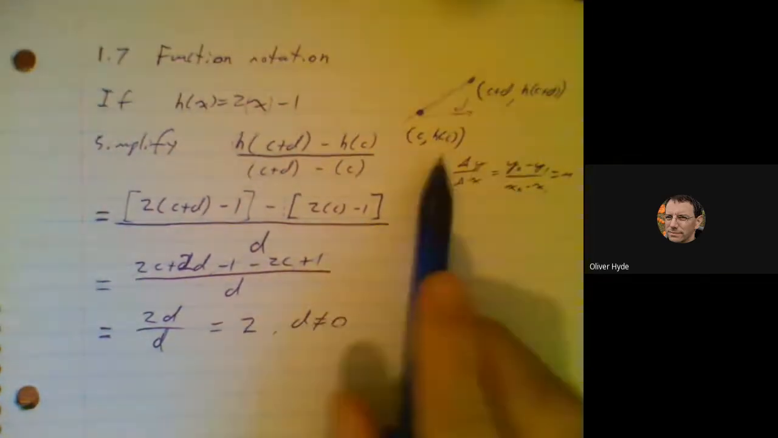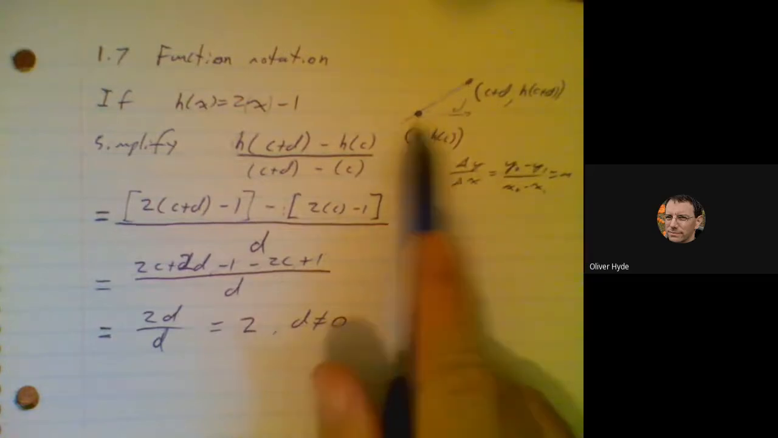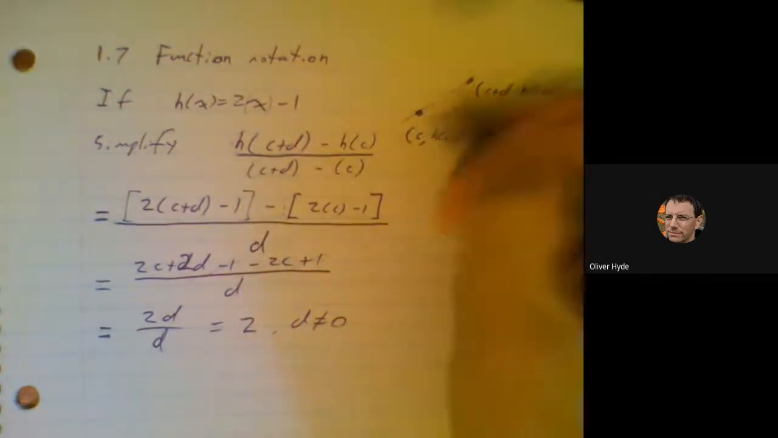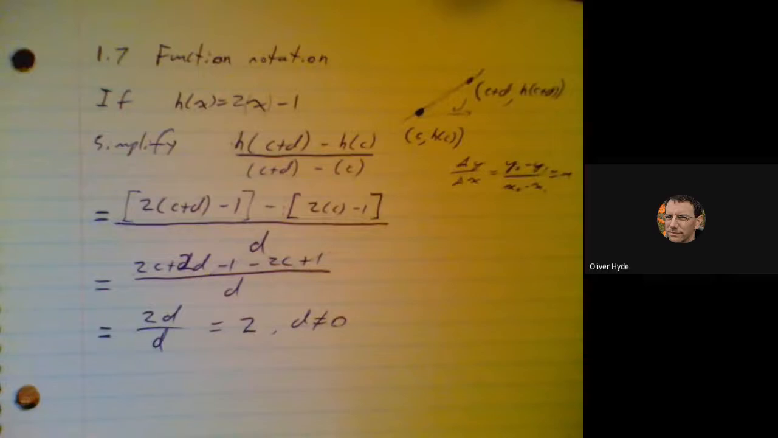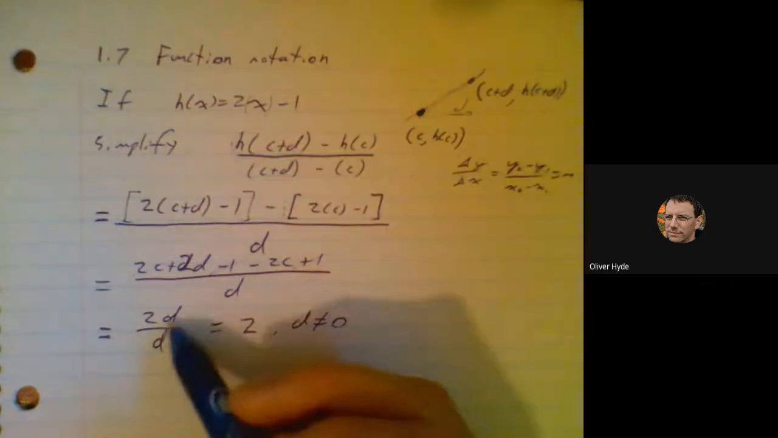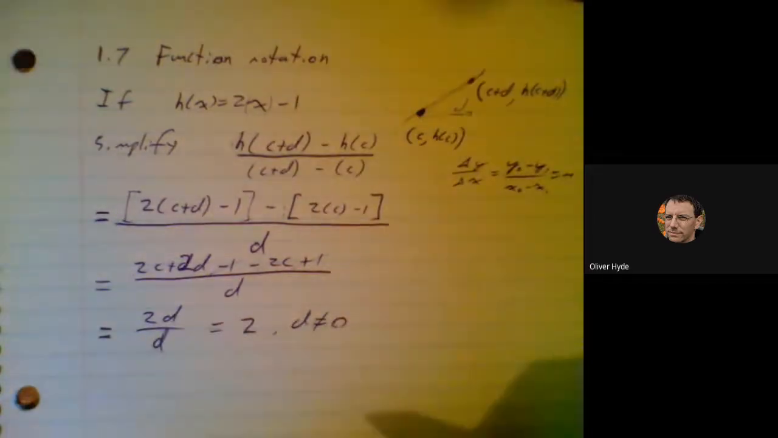A grade 9 student would tell you can't calculate a slope where your run is 0. You need to choose two different points on a line to calculate a slope. You can't find the slope from this point to that point. You'll get 0 divided by 0. And that's what we would have here. 2 times 0 divided by 0 isn't going to be 2.